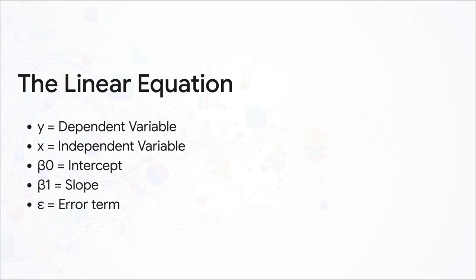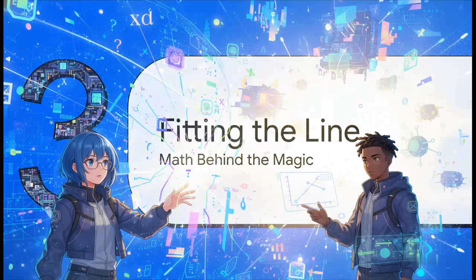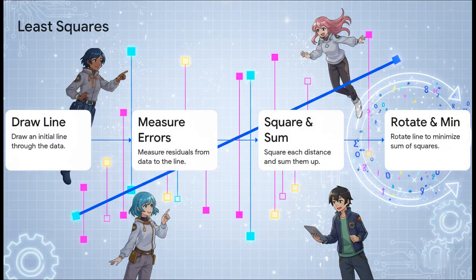But that brings up a pretty massive question. How does the machine actually learn where to put that line? Section 3. Fitting the perfect line, the math behind the magic. So this is where the magic happens, through a process called finding least squares.